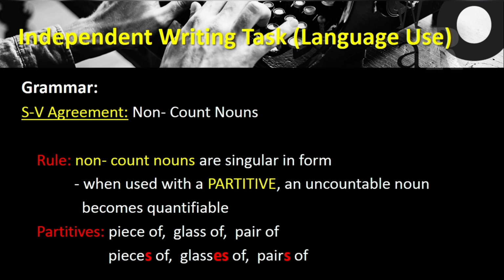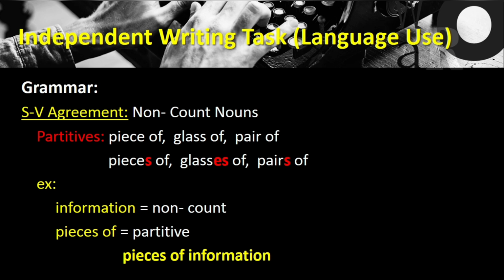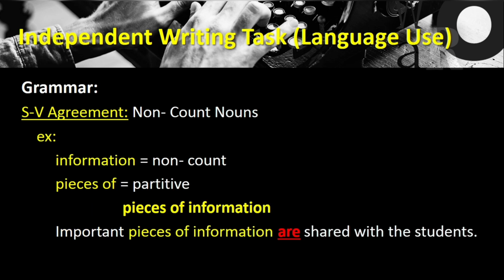For instance, the noun information obviously is uncountable, so it takes a singular verb. However, if the noun is preceded by a plural form of a partitive, for example, pieces of, so now information becomes pieces of information, then the verb has to be plural. Here it is in a sentence. "Important pieces of information are shared with the students." The word information is followed by a plural verb, are, since the partitive that is used before the noun is plural, pieces of.